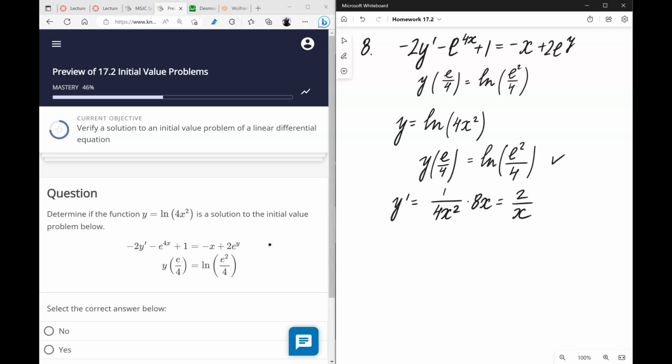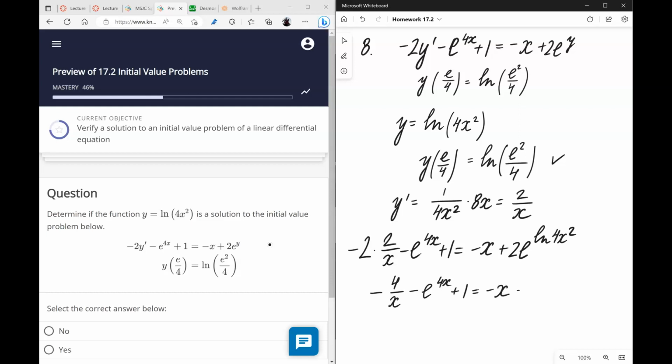And plug it in. So we have, on the left-hand side, -2 times 2 over x minus e to the power 4x plus 1. On the right side, we have -x plus 2e to the power y, which is that. So here we have -4 over x minus e to the power 4x plus 1. It doesn't seem like it adds up, right? So it doesn't seem like they are equal, so this doesn't seem to be a solution.